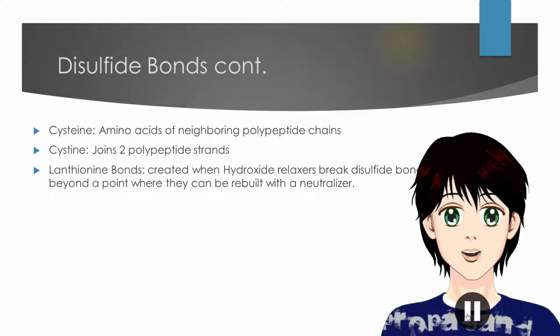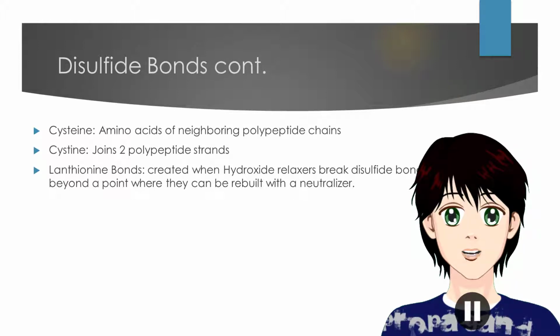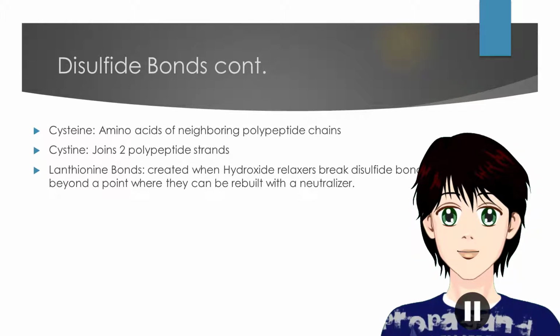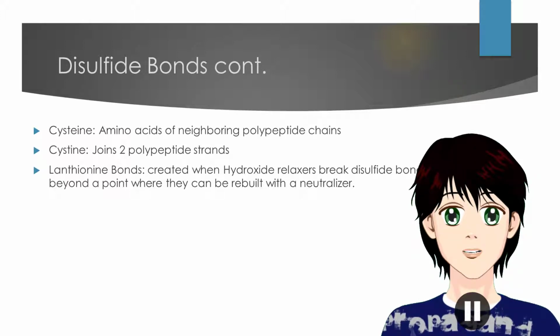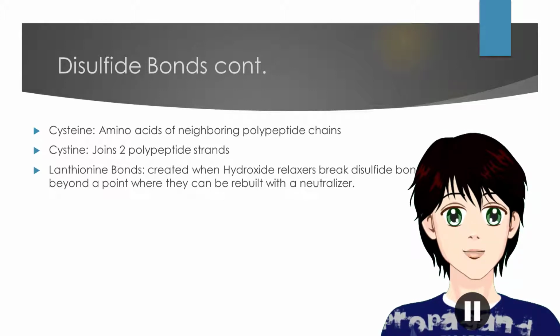The disulfide bond joins the sulfur atoms of 2 neighboring polypeptide chains to create a cystine. The chemicals found in permanent waves and the glycolate acid-based hair relaxers break this disulfide bond and rebuild it during the neutralization process. A lanthionine bond is created when the chemicals found in hydroxide relaxers break the disulfide bonds beyond a point where they can be rebuilt with a neutralizer. Once lanthionization has taken place, those disulfide bonds can never be rebuilt.